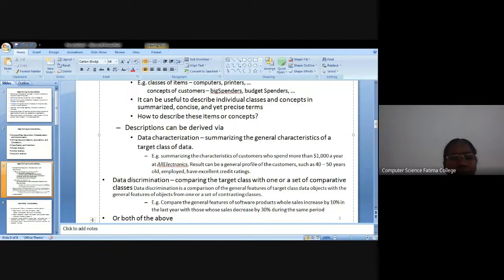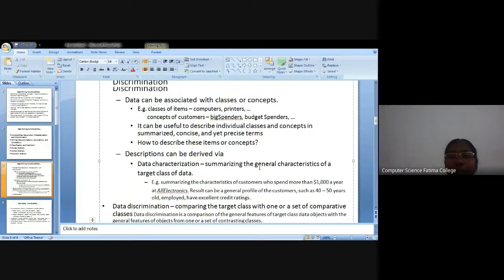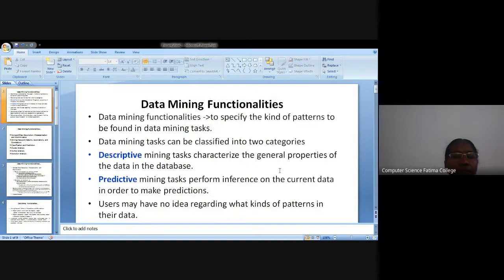Good afternoon. In this session, I would like to present data mining functionalities. Before that, we should learn what data mining is. Data mining represents extracting or mining knowledge from large data or large data sets.